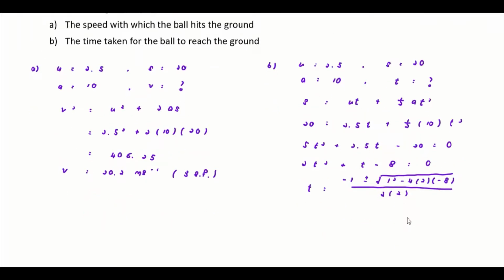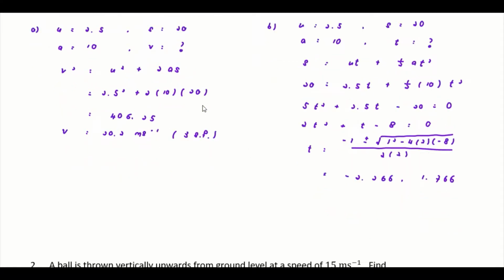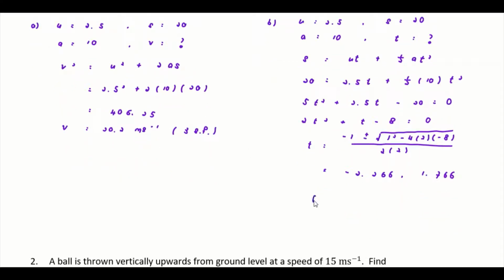From here we get two answers: the first is negative 2.266 and the second is 1.766. Because we are finding the time, time should be a positive answer, so time is going to be 1.766 seconds. That's the part for number one. I think it's pretty straightforward.